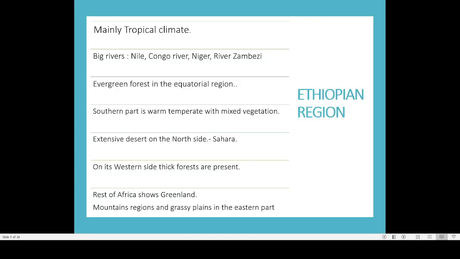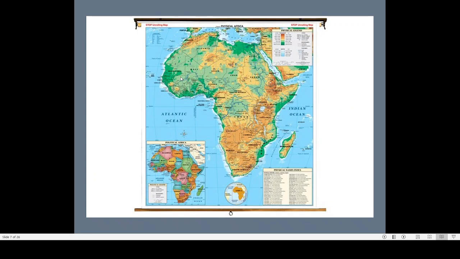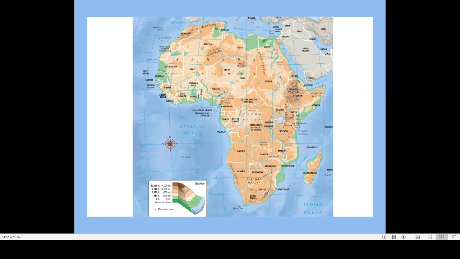Then Niger. Here you can find this is the Niger river. There are many countries coming under that region, like Ghana, Nigeria, then Burkina Faso, then Sierra Leone, Guinea, smaller countries. All these countries are coming under this region.